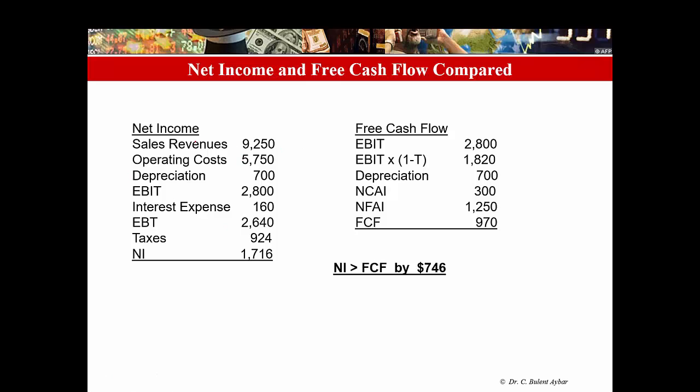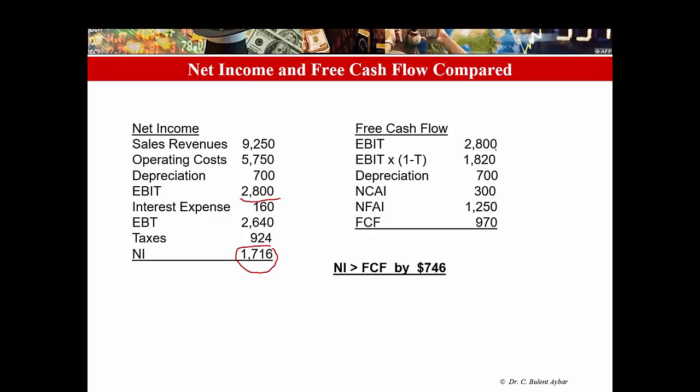So let's calculate the net income. Sales revenues minus operating costs minus depreciation, we get EBIT. And then subtract interest expense, $160 of interest expense. Earnings before taxes, $2,640. And 35% tax on this, $924. And net income is equal to $1,712.